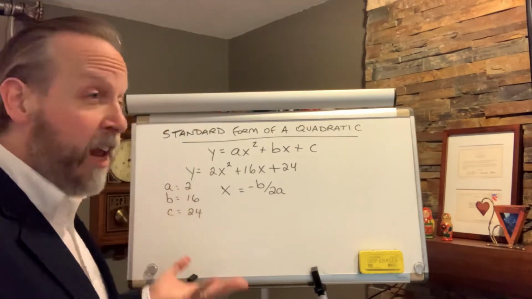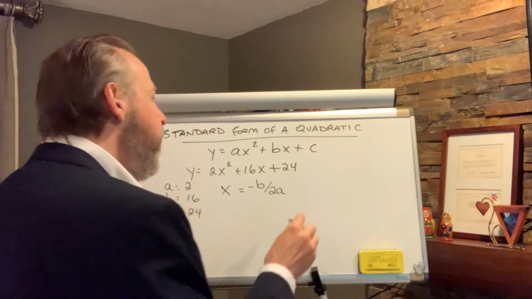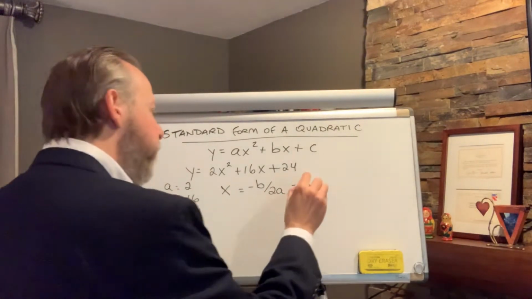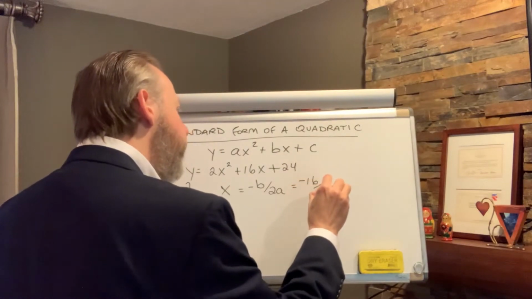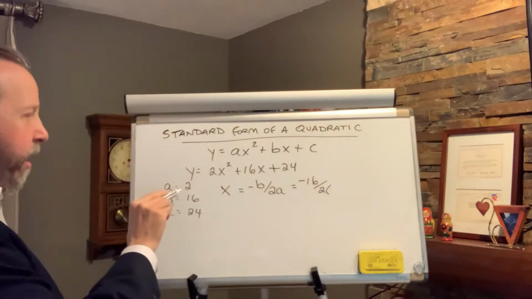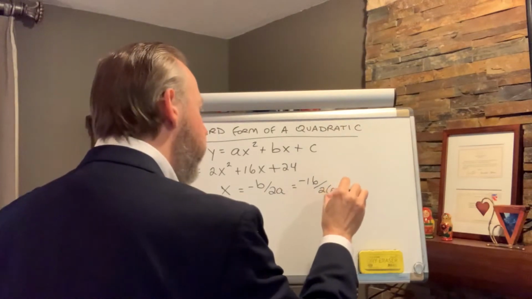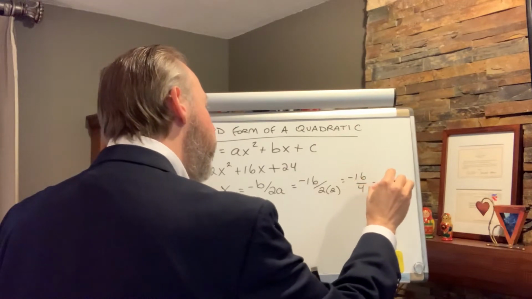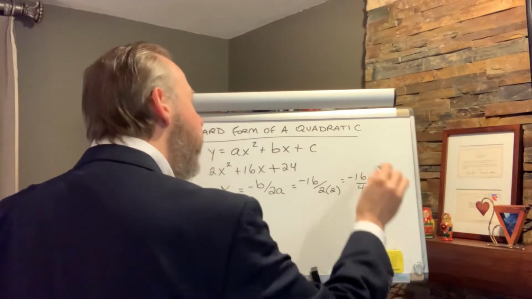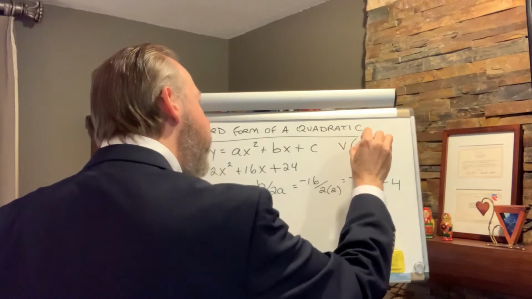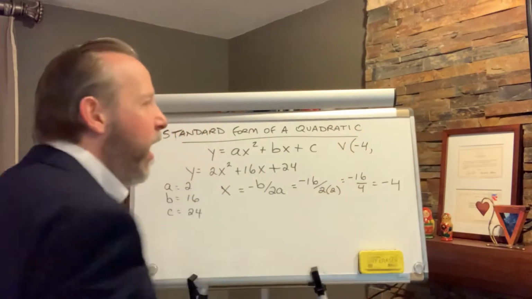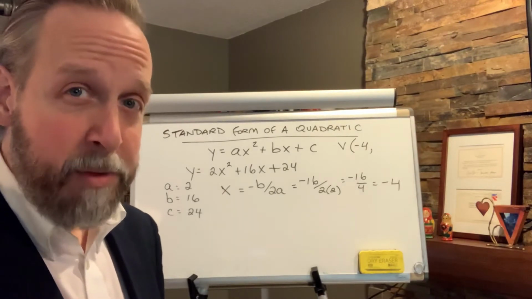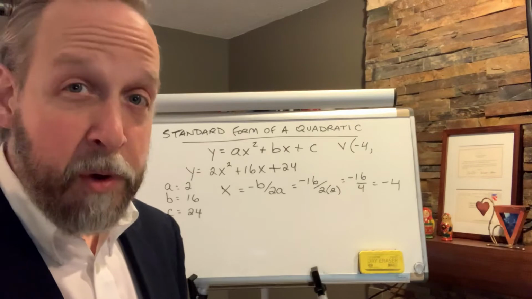I already identified a, b, and c, which will come in handy right now. The x value of my vertex is negative b. Well, that's negative 16, divided by 2 times a. a I identified was 2. So it's negative 16 divided by 4, which is negative 4. So my vertex, I've identified the x value is negative 4. I just don't know yet what the y value is, which, of course, I'm about to find out by plugging in negative 4 for x.